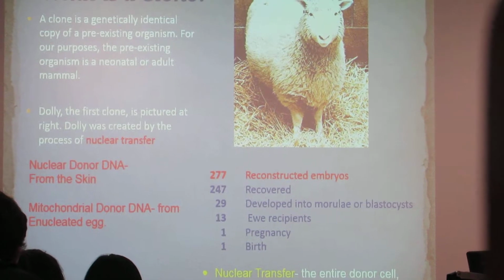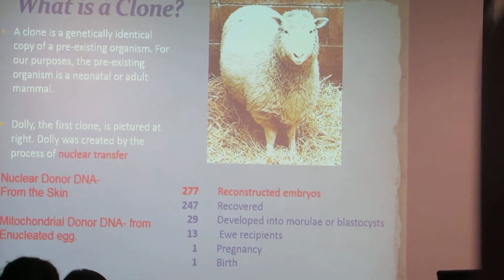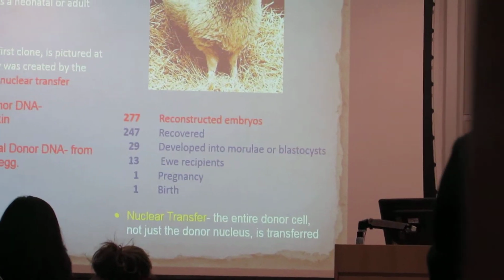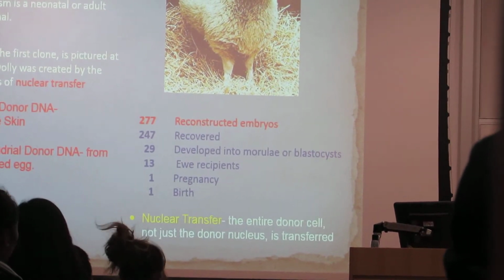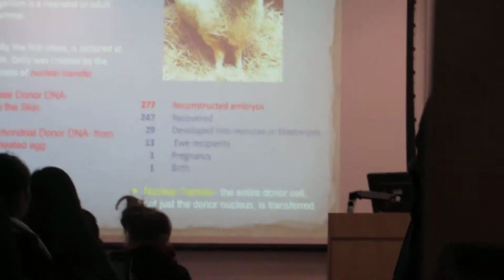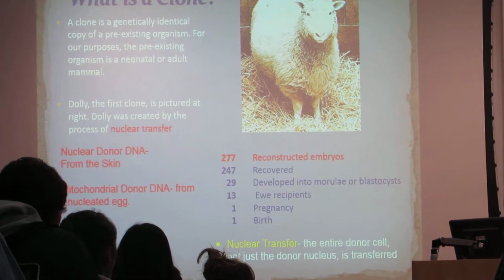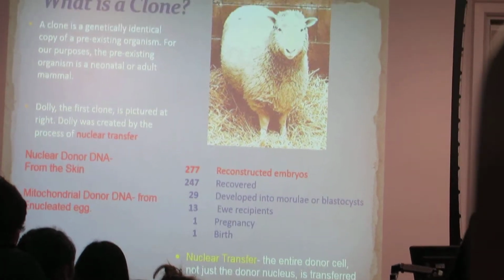So they took an egg out of a female, removed the nucleus from the egg. So now you just have basically a cytoplasm-filled egg. But it still has mitochondrial DNA. They didn't remove the mitochondria. In general, you usually get mitochondrial DNA from your mom, everyone in here, because of how genetics works.